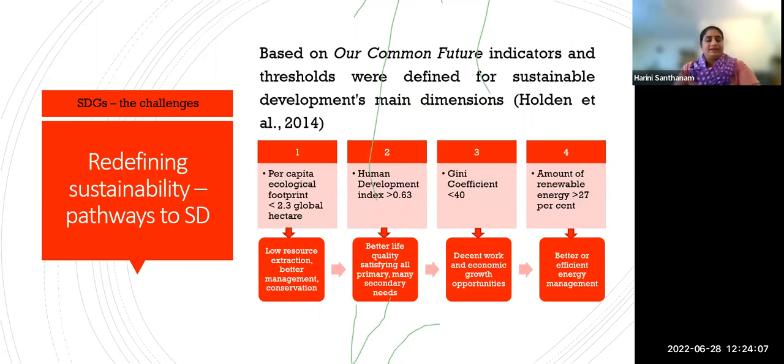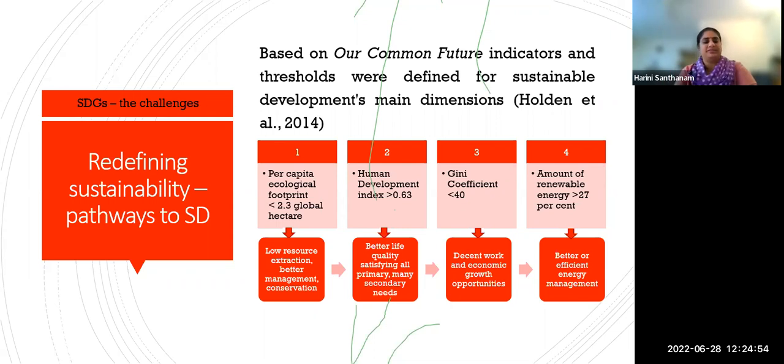Okay. So there was the discussion that we had on Our Common Future. The report there had several indicators and thresholds which are defined as sustainable development's primary or main dimensions. Here we bring in the concept of main dimensions, but let me tell you, these main dimensions include both primary and secondary dimensions, as we have discussed earlier. Now if you see, there are 4 different criteria which were spelled out as a formula, rather, if you can think of how we can evaluate the success of sustainable development plans in a given region.